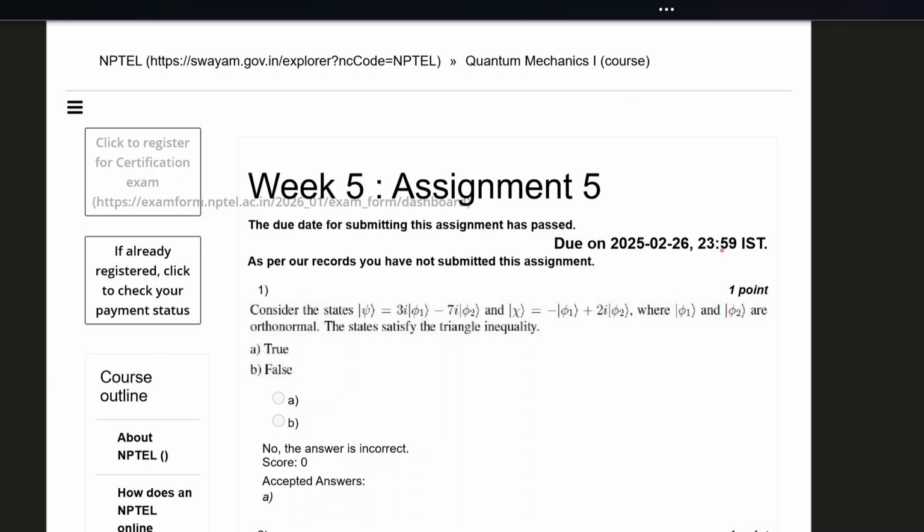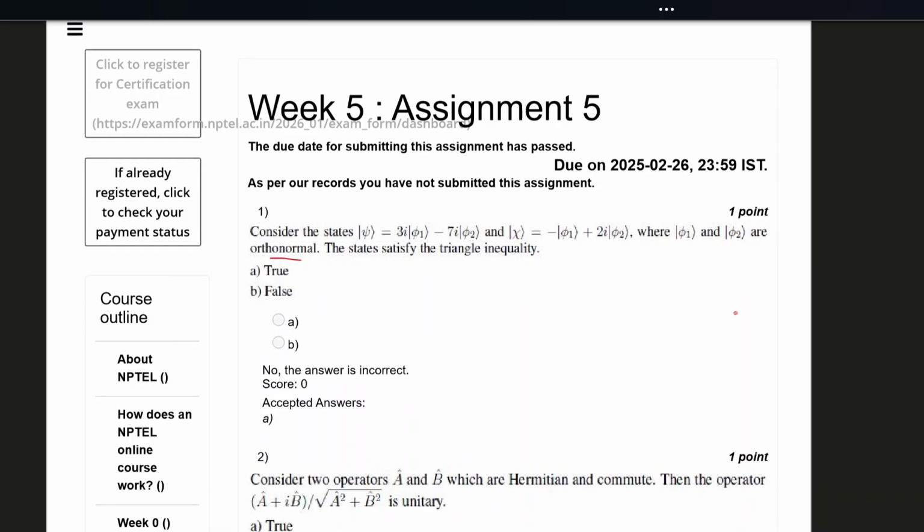Because they are orthonormal, I have already told you the meaning of orthogonal. That means they are orthogonal within each other, but they are normalized within themselves. And they are asking you whether the states satisfy the triangle inequality or not. So first of all, you have to know what the triangle inequality actually is in quantum mechanics. We have to start with the statement, and then prove using the states psi and chi whether they satisfy this inequality or not.